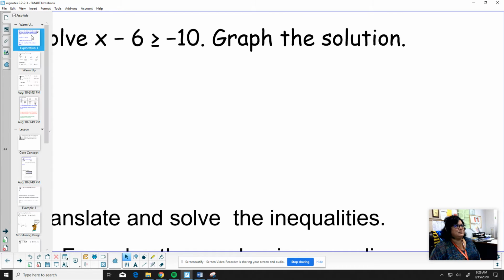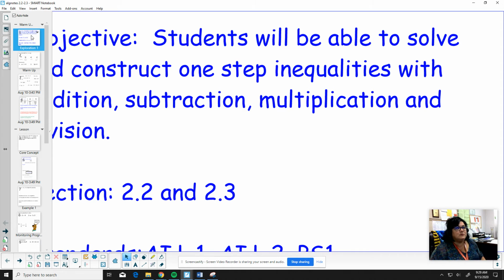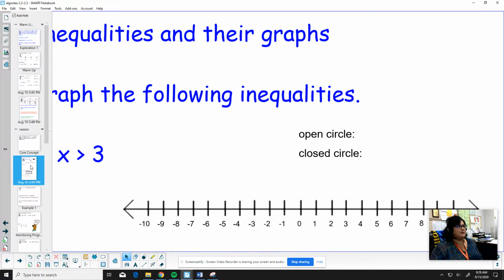We're going to do section 2.2 and 2.3 together, which is adding, subtracting, multiplying, and dividing, solving inequalities. So let's give this a try together. You need a piece of paper so you can be writing things down, not just watching. Remember, math is not a spectator sport. We got to write things down.